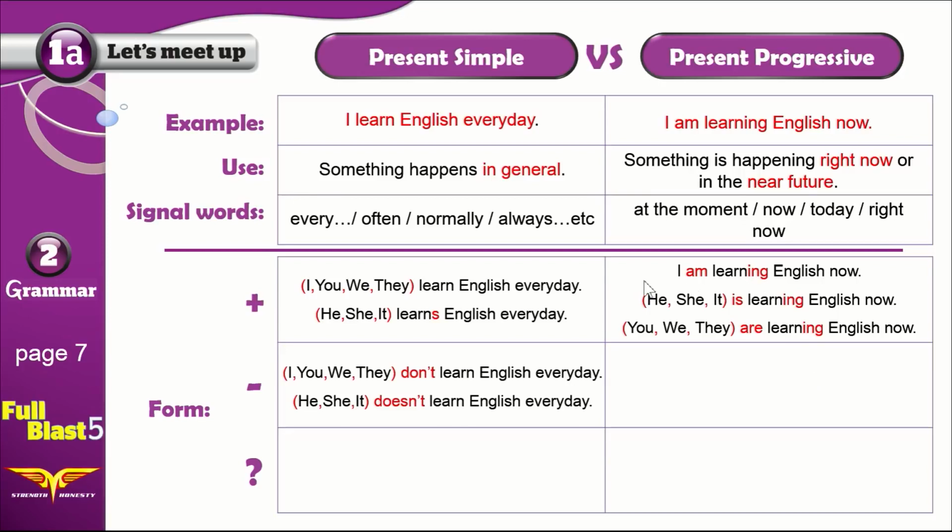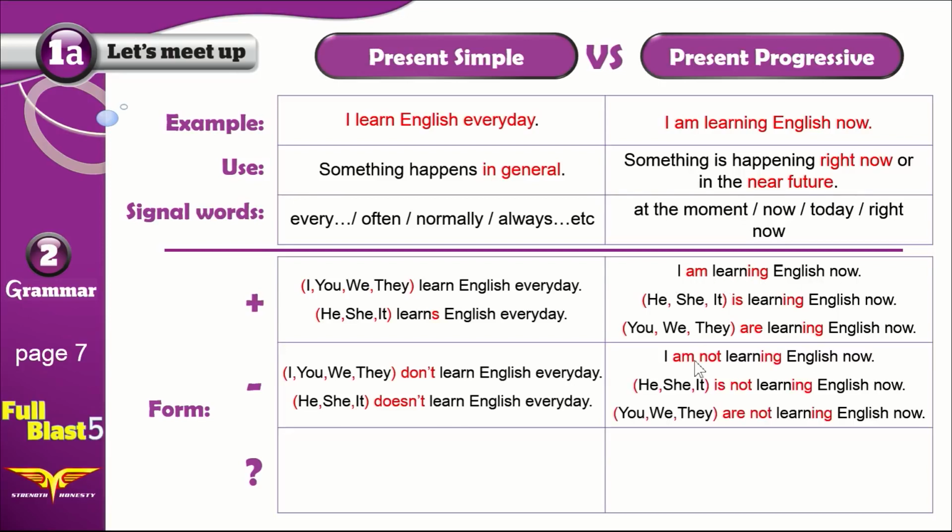If you want to make this negative, "I am learning," you make it "I am not learning." You just copy the same thing from up there and just add "not." Is not, are not. Now to reduce this, if you don't like it this long, you can say isn't, aren't. He isn't learning, he is not learning, the same thing. Let's move on to question.